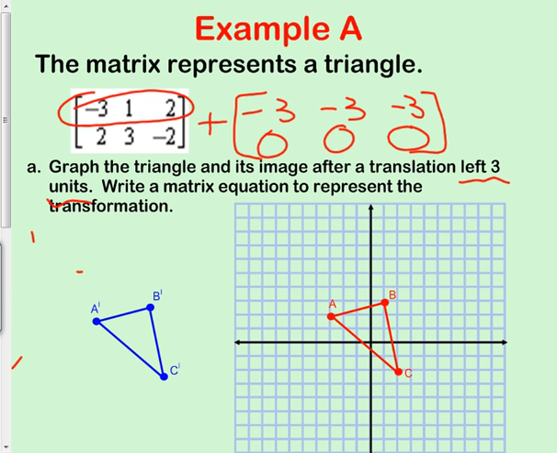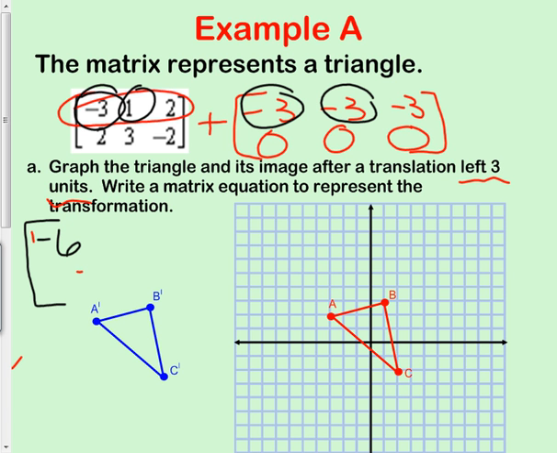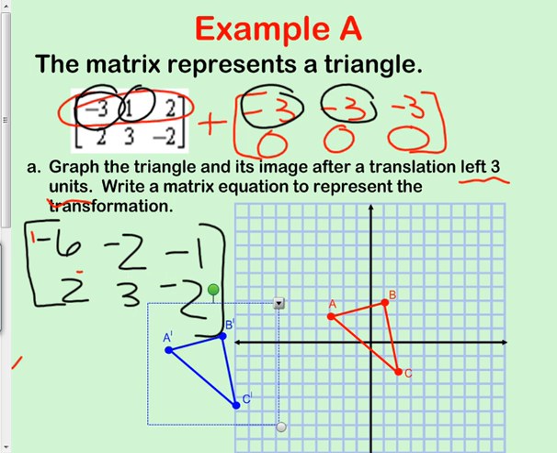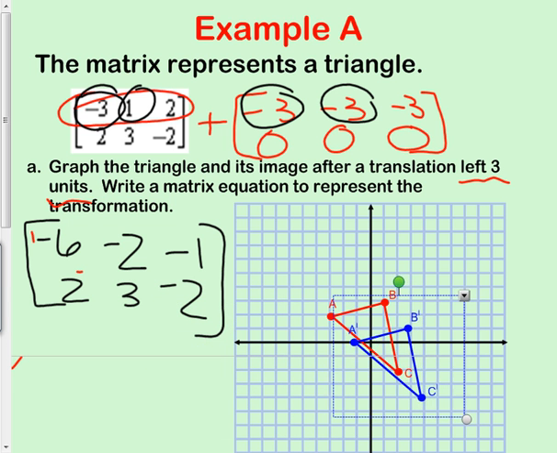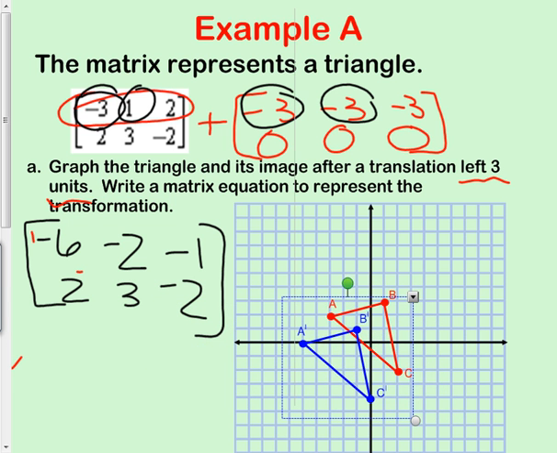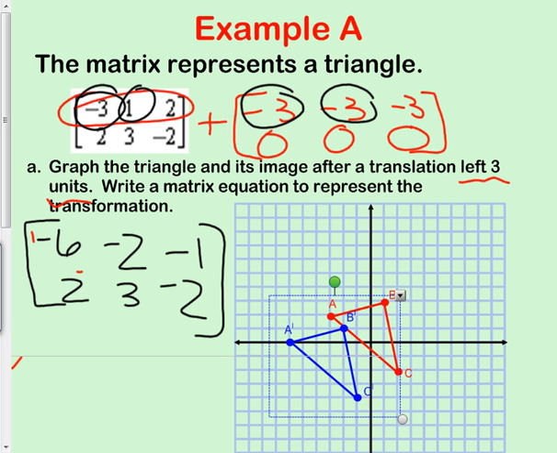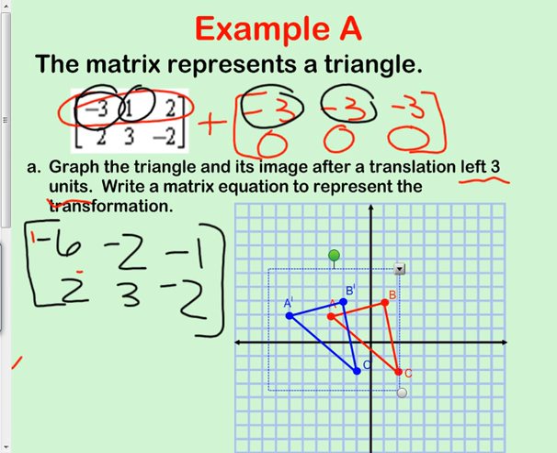So to solve this addition, you take that point and add it to that point. That one to that one. And our matrix will come out to be -6, -2, -1, 2, 3, and -2. Our y stayed the same and our x has moved 3 to the left. So that would look like this. So -6, 1, 2, 3, 4, 5, 6, right there, and then up 2. So we just translated that.